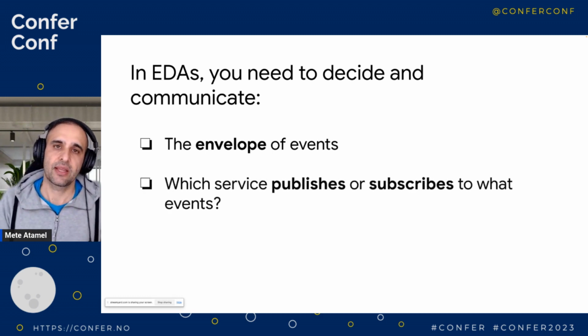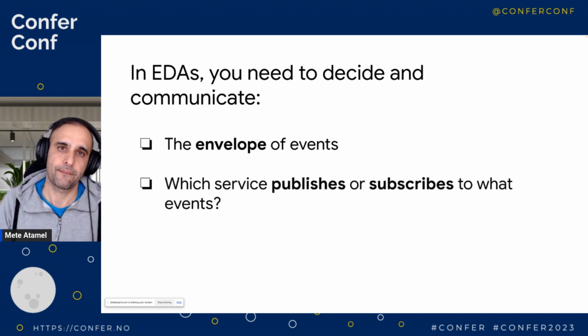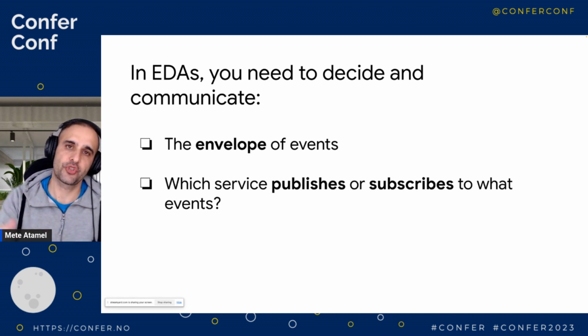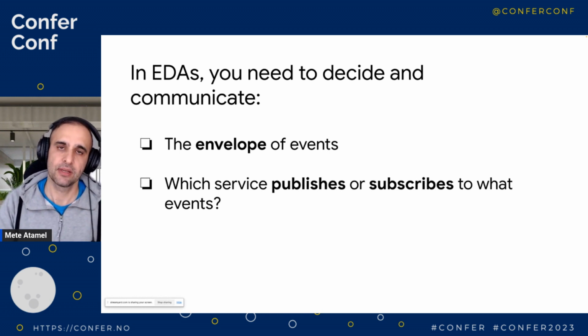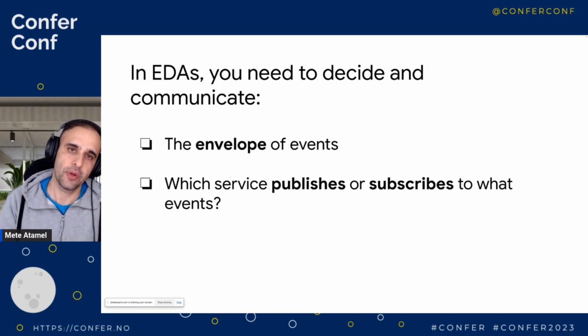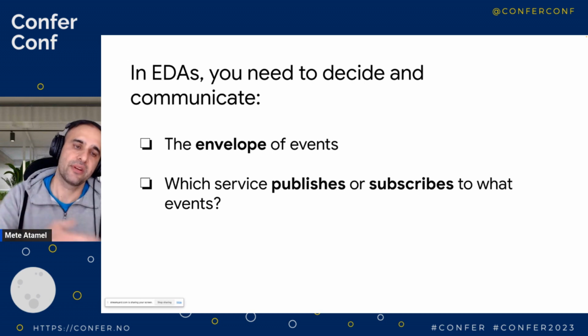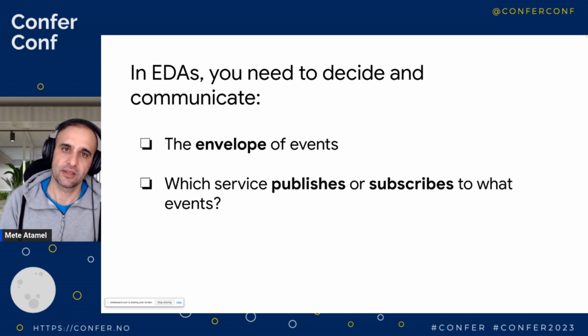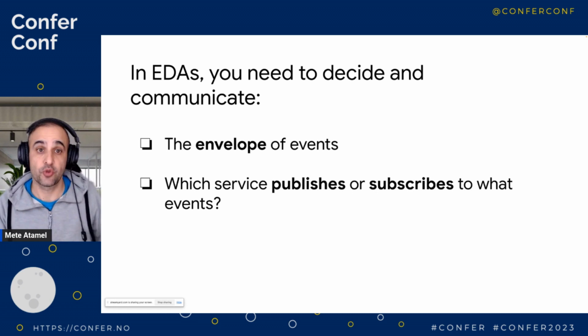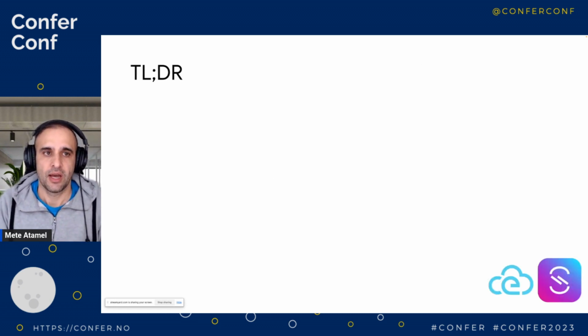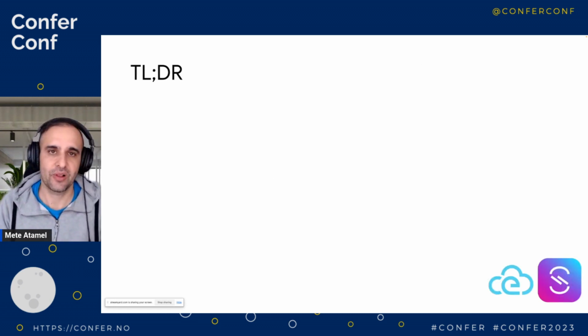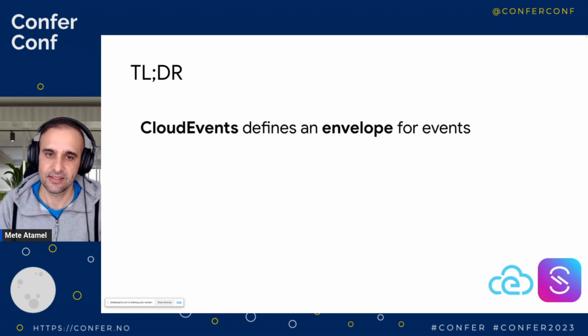And the second thing that you need to decide on is which service publishes what event types and which service subscribes to what event types. You'll also need to find a way to communicate that so that others who want to consume these events or publish these events know how to do it, right?